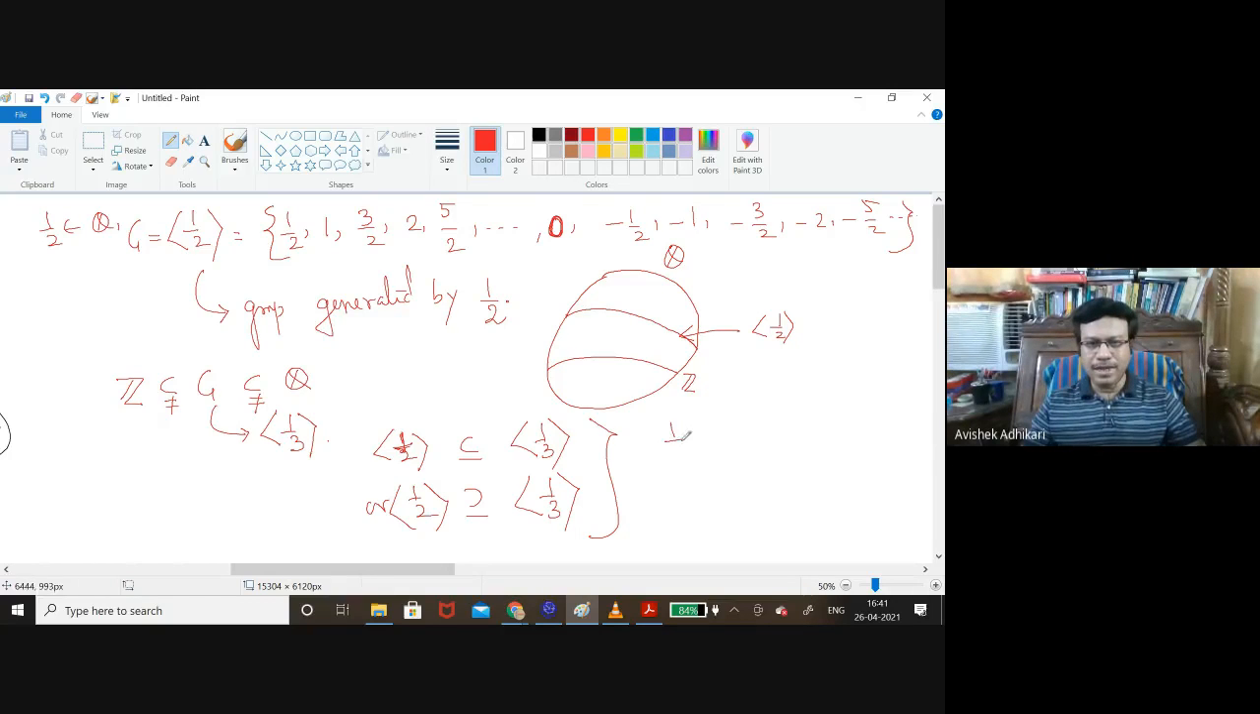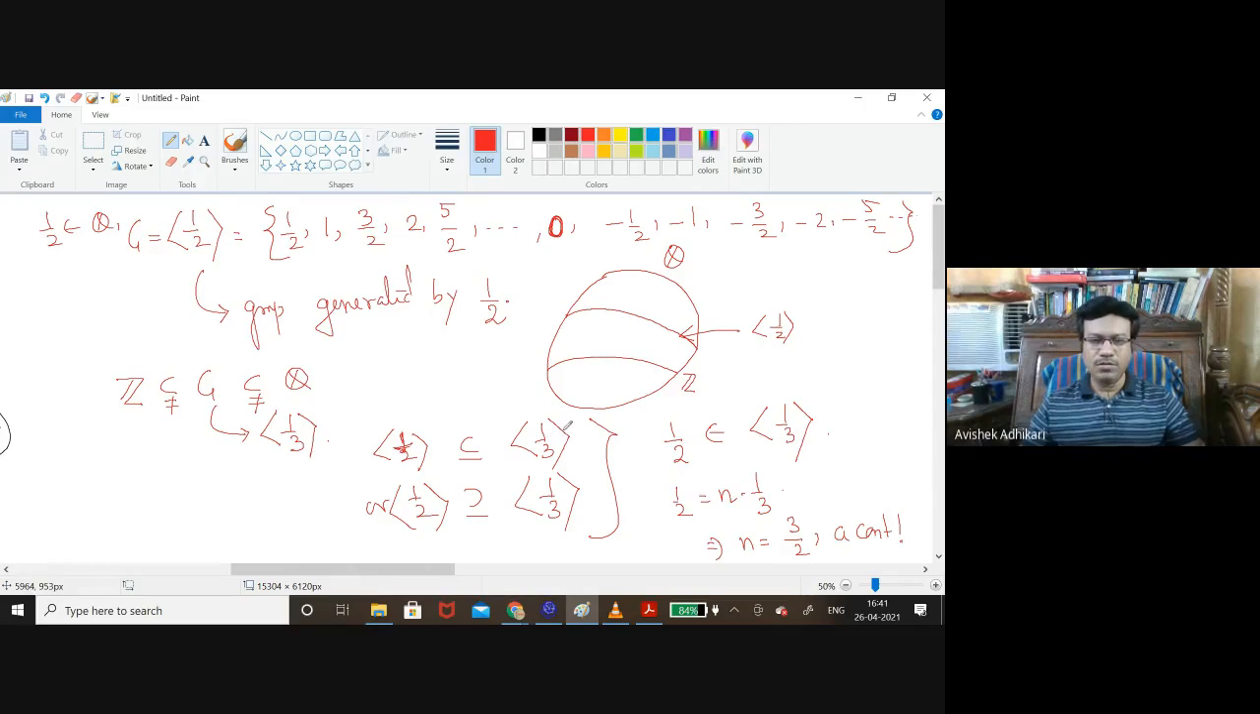So according to you, half must be within the subgroup generated by 1 by 3? Can you write this in terms of that? If so, then half should be written as n times one third. Then what would be the value of n? The value of n will be 3 by 2, a contradiction, right? So if half belongs to the subgroup generated by 1 by 3, then the subgroup generated by half would also be a subset of it, according to you.